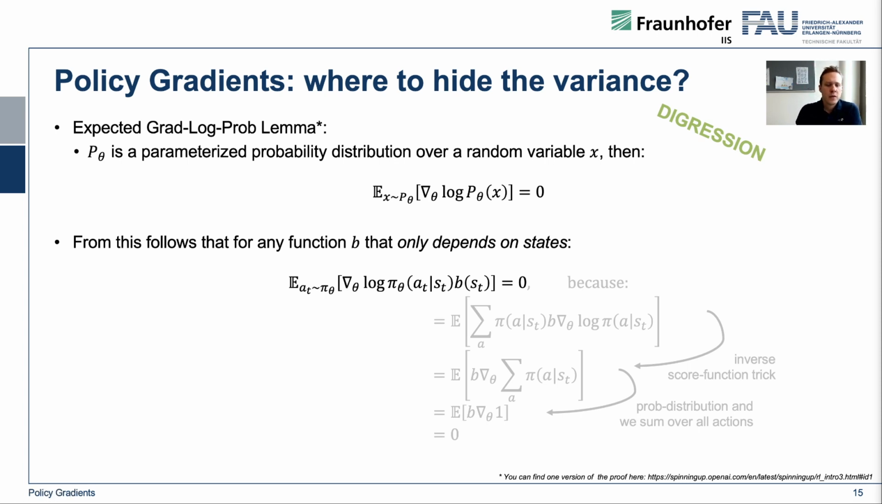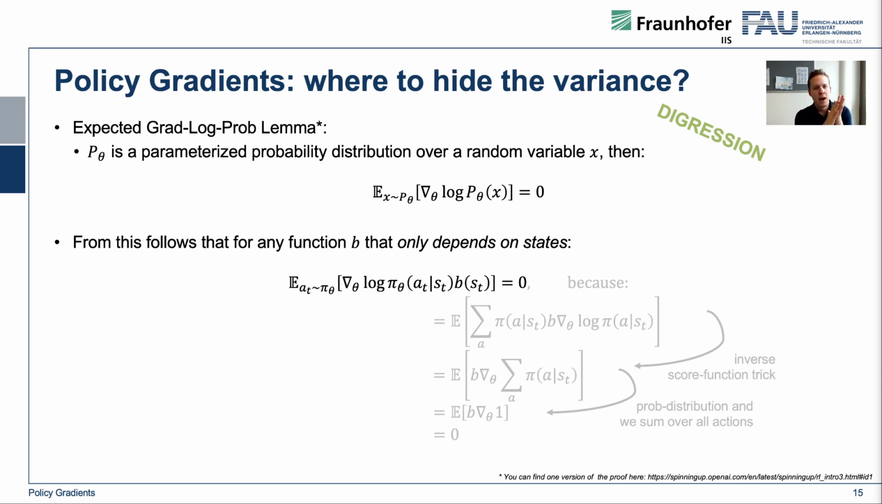For this, consider that p theta is a parameterized probability distribution over some random variable x. What we then see is, you can prove this, it is available out there: if you take the gradient over estimates of samples from your probability distribution, this gradient will be 0. I think this is intuitively clear.